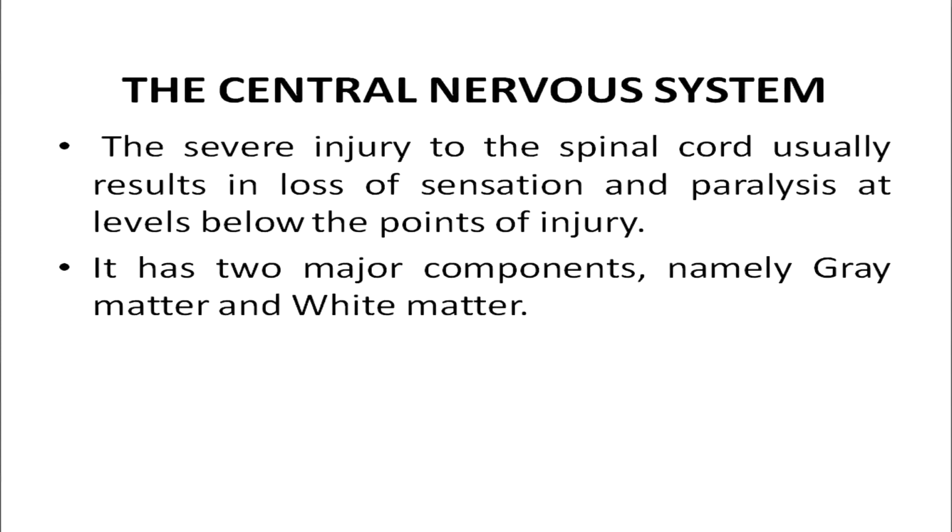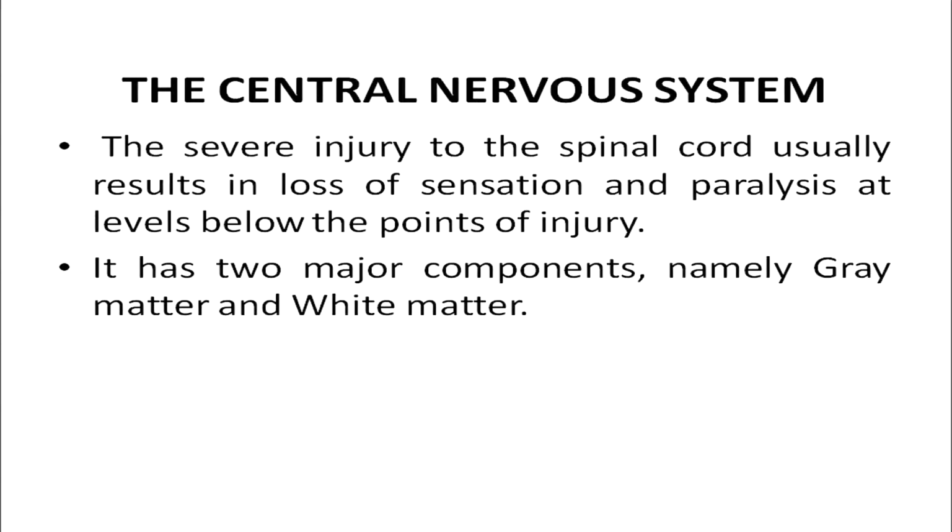Severe injury to the spinal cord usually results in loss of sensation and paralysis at levels below the point of injury. You might have heard certain examples or cases from your daily life in which you have heard that if the spinal cord is injured, the body gets paralyzed. Why does it happen? Because the neurons cannot act effectively.